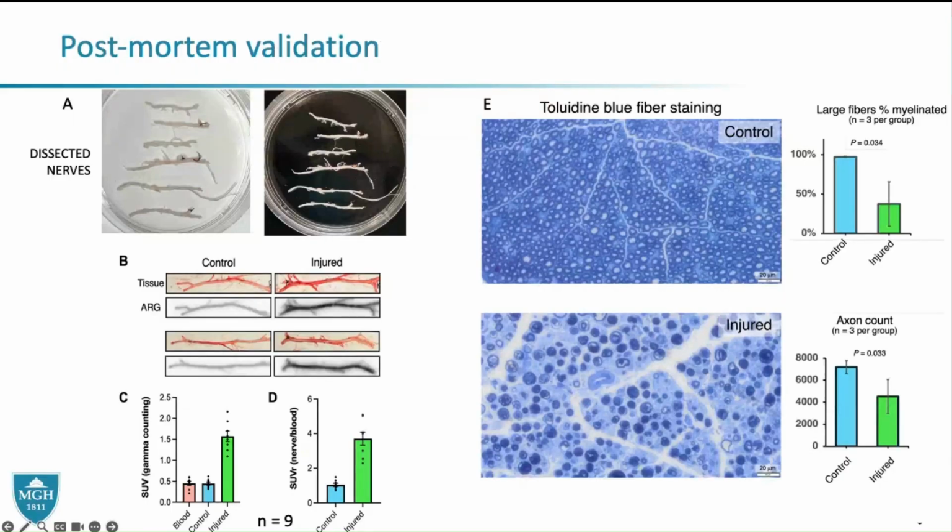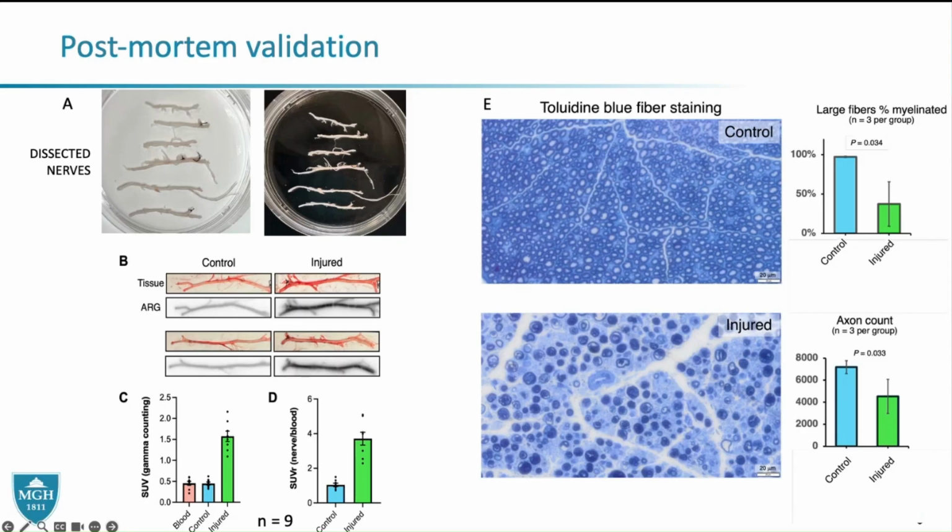After the PET and the MRI, the animals were euthanized. We dissected the nerves. You can see the ligatures in some of the branches. And then we did autoradiography, gamma counting, and histology. Autoradiography showed much higher signal in the injured side compared to the contralateral side, which was confirmed by gamma counting.